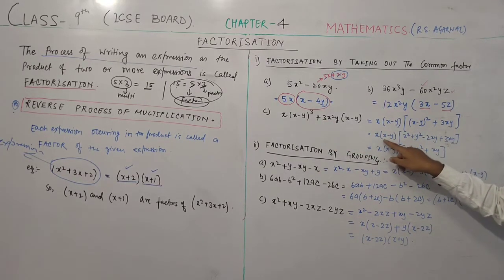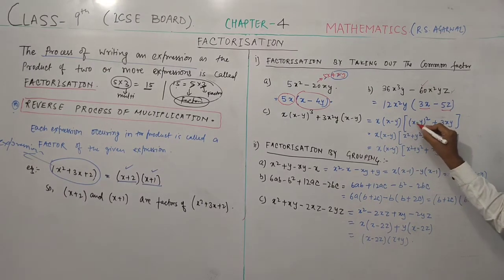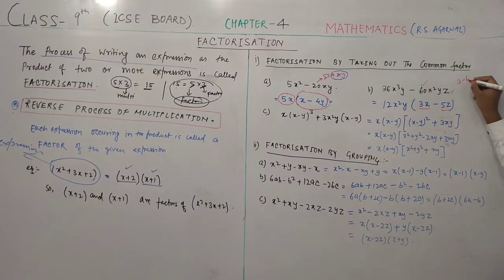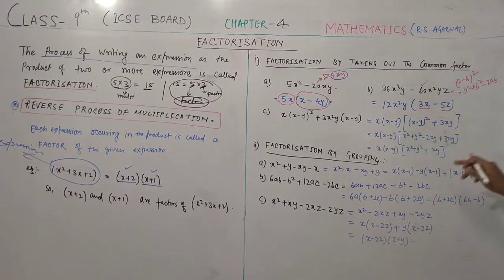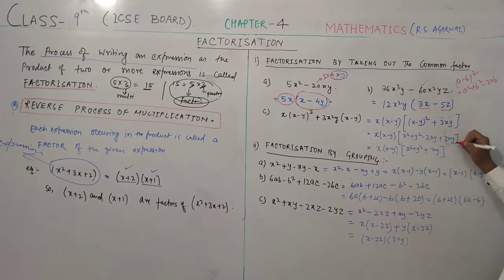So I write x minus y, and here this is x minus y whole square. Here the a minus b whole square formula is a square plus b square minus 2ab. So in place of this I write x square plus y square minus 2xy plus 3xy.